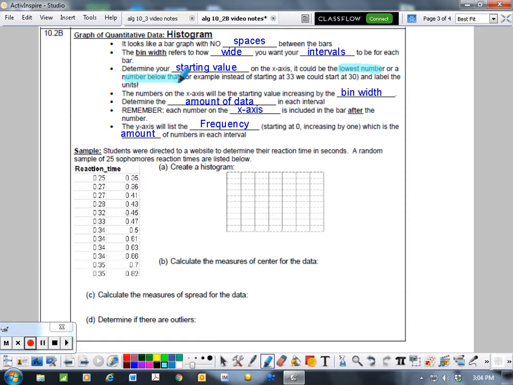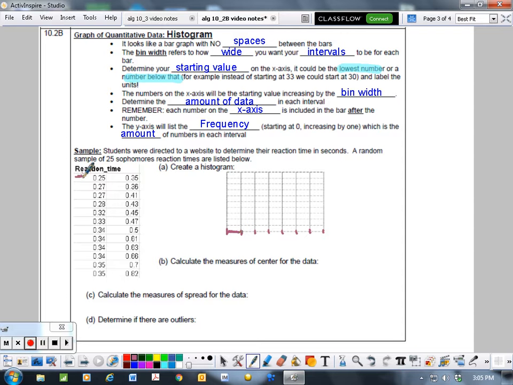And then you're going to label each with units. So bin width would really look at how far apart do I really want these to be. And then we're going to figure out how many numbers are in that interval. Now when we do this, everything that's from this number up to this number, but not including this one, will be listed in this interval right here. So let's look at, we've got 25 sophomores with their reaction times, and these are listed in order for us just to make it a little bit easier.